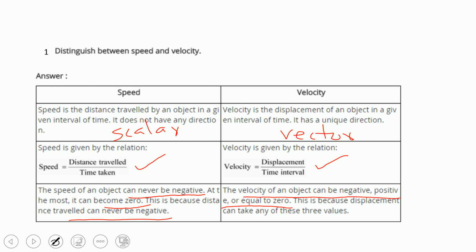Now, the speed of an object can never be negative, but it can be 0. It is never negative. But velocity can be negative, positive, or 0, depending on the displacement. Sure. So we can move to the next one.